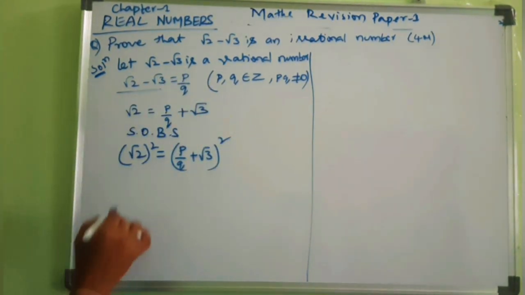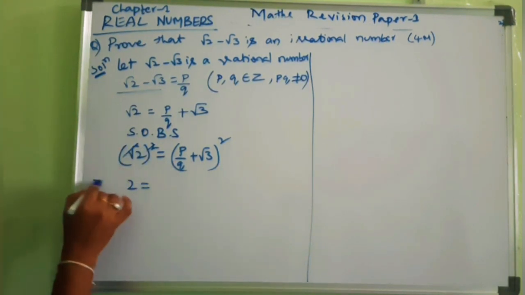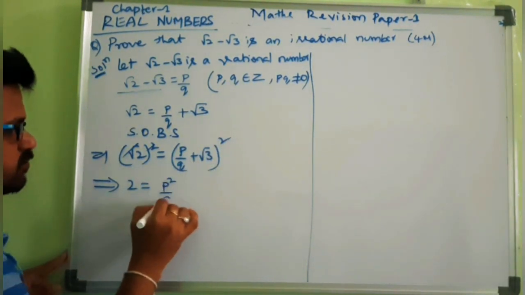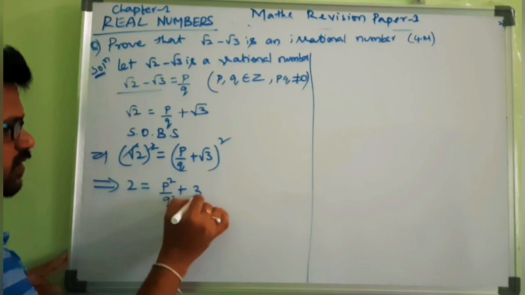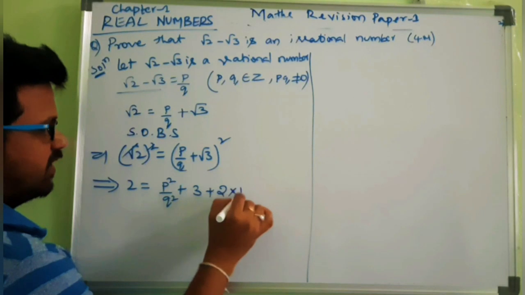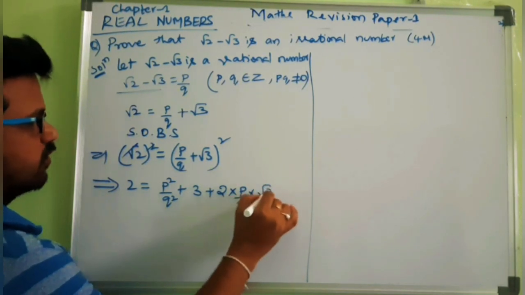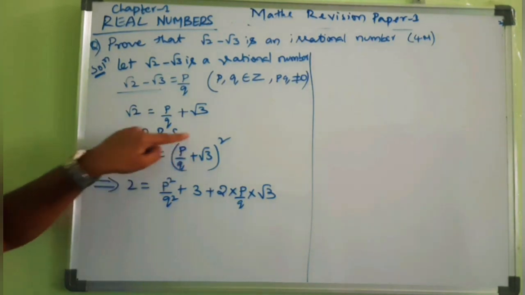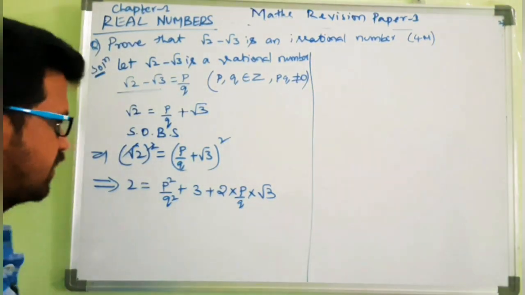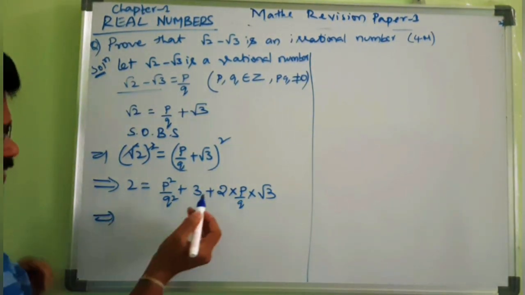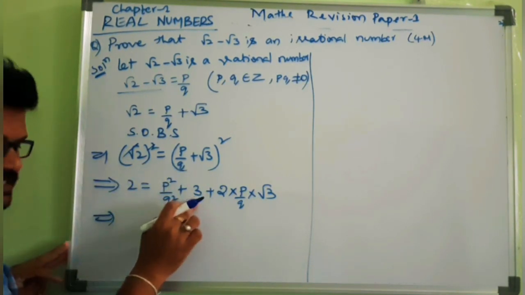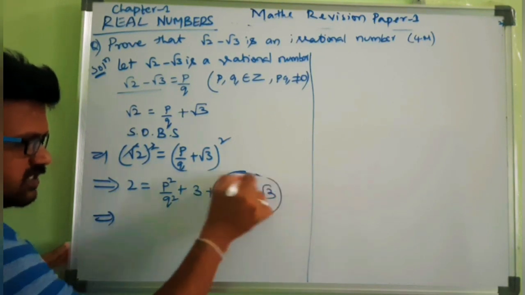Squaring on both sides, the square root cancels. 2 is equal to P by Q plus root 3 whole square. This is in A square plus B square plus 2AB form, where A is P by Q and B is root 3. So we get P square by Q square plus 3 plus 2 into P by Q into root 3. Here, P square by Q square is rational, 3 is also rational. What about this term? This is a single term, and it is irrational.